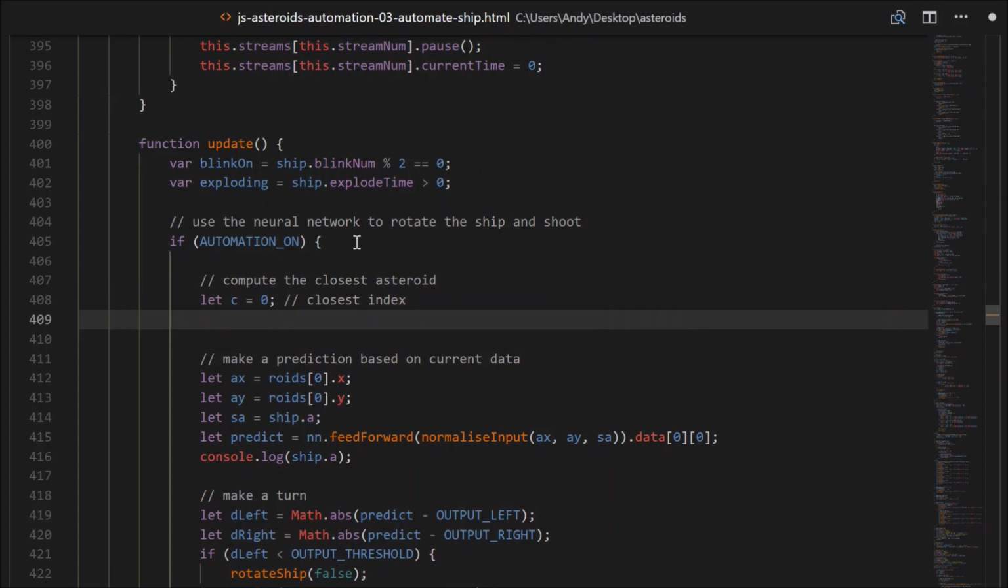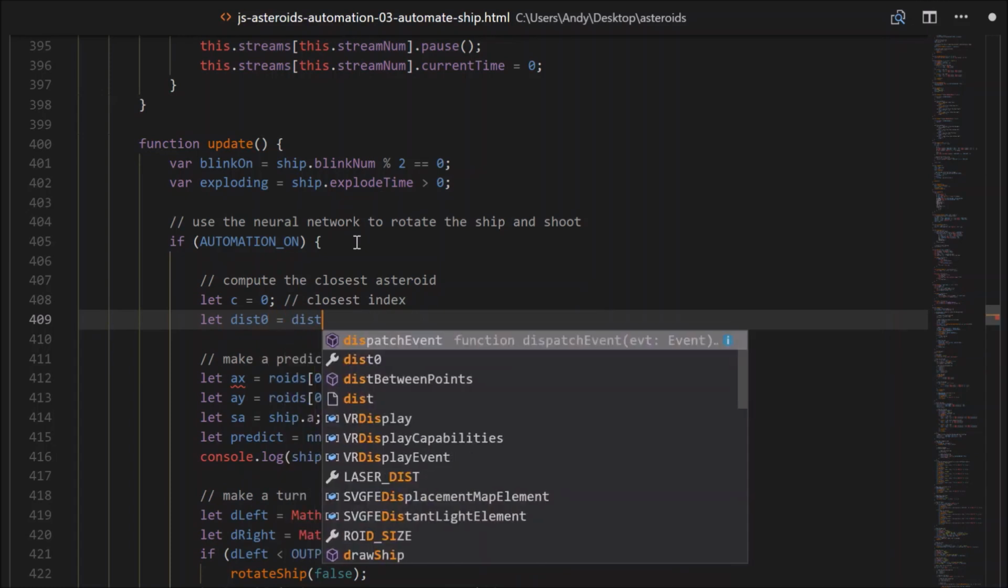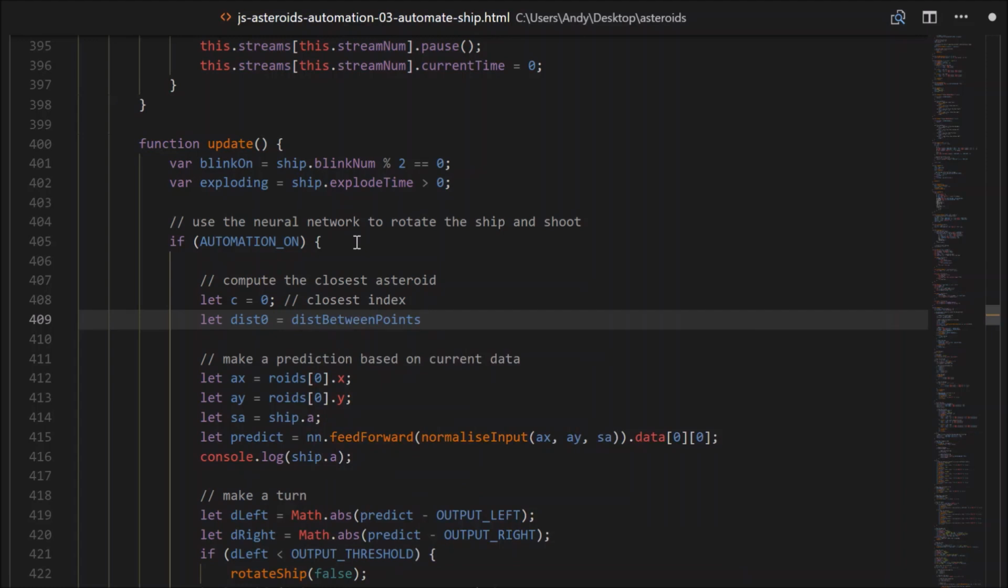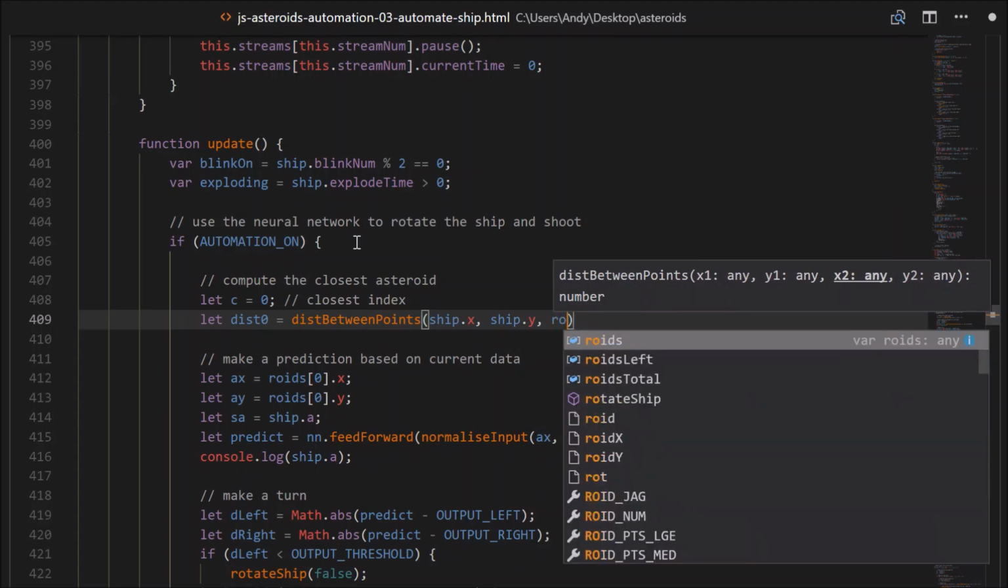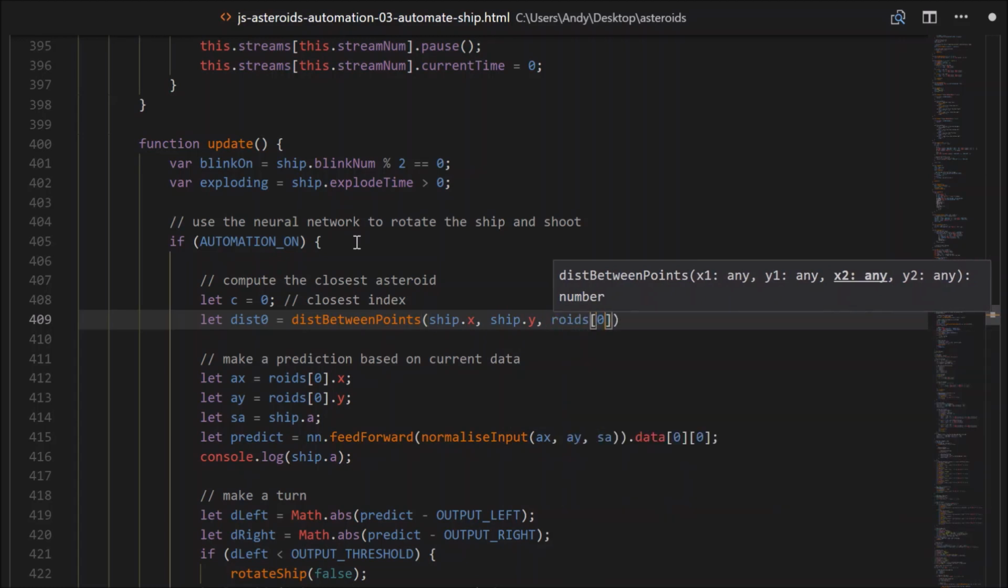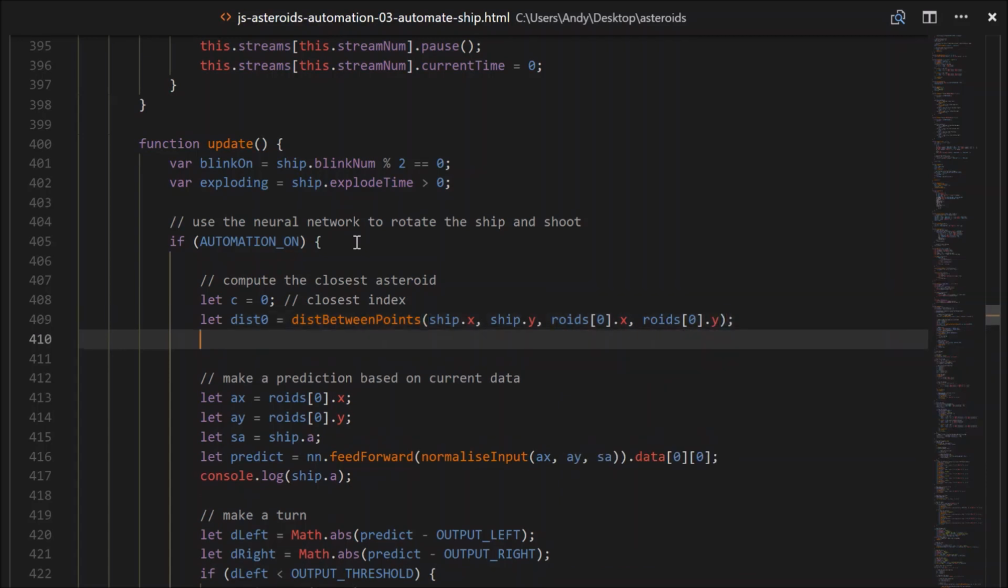We'll need to calculate the distance. We'll need to keep track of the closest distance. So we'll call that, say, distance 0, will equal, we have a method for calculating distance between points, the x1, y1, so the ship.x, the ship.y, the x2 will be the asteroid, so roids 0.x, roids 0.y, and then we'll have to loop through each of the asteroids.